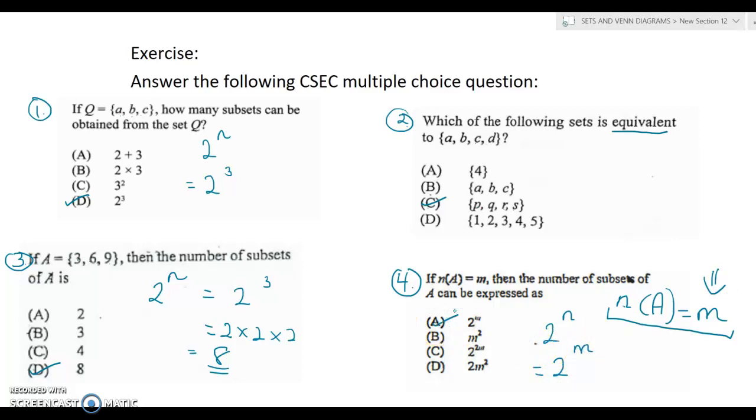Again, all these are CXC CSEC Maths Paper 1 questions from different years. Very good to just know them, to go through them. They come out, they repeat a lot in various papers, right?